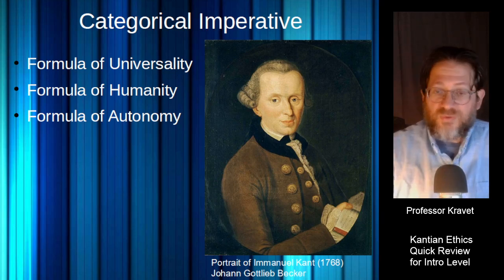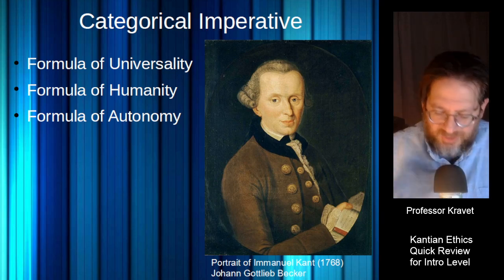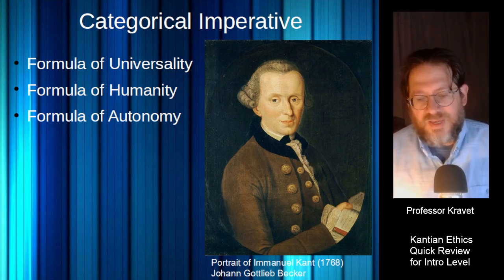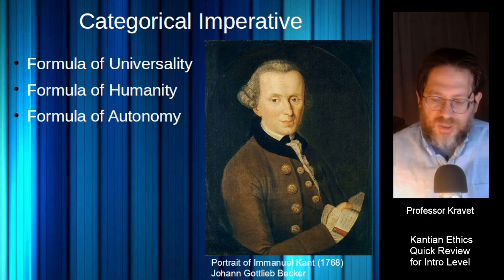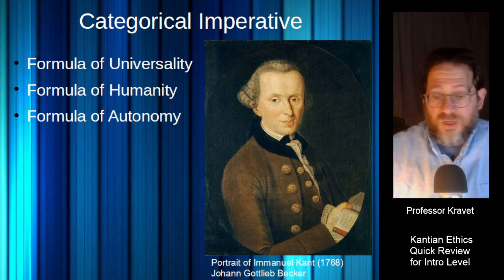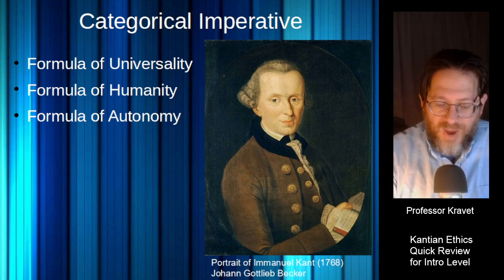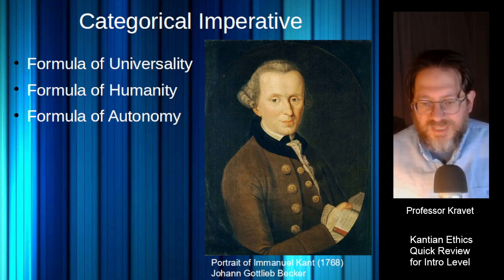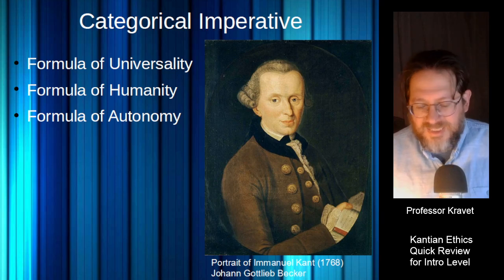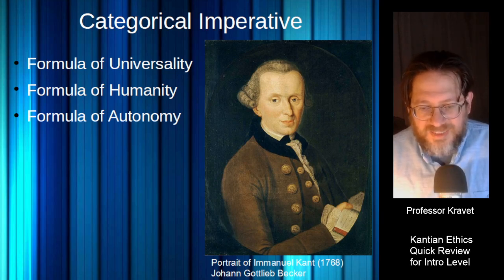So the formula of universality is Kant being super rational, right? He turns an action into a maxim, he universalizes it, and then he sees, does it cause any logical contradictions? Or he also will consider whether there are any practical contradictions. Does something become impossible when we do that? And that is the basis of his ethics, right?